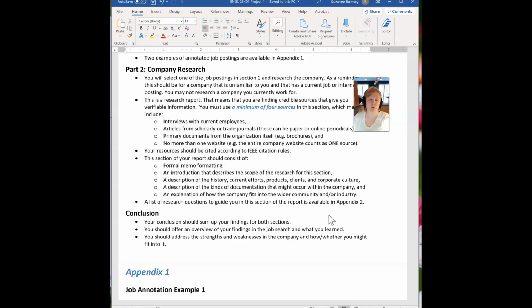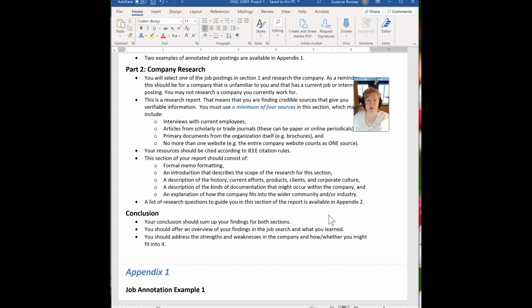Okay, so part two of the report is company research. So one of the job postings, whichever is your favorite one, like this just looks like a dream job kind of thing, I want you to actually take time to research the company. It needs to be a company that's unfamiliar to you, or one that you don't currently work for, okay?